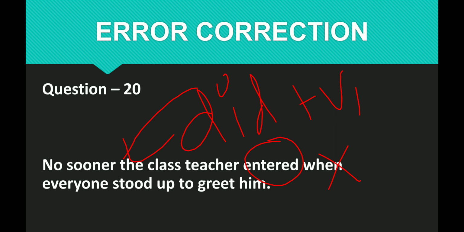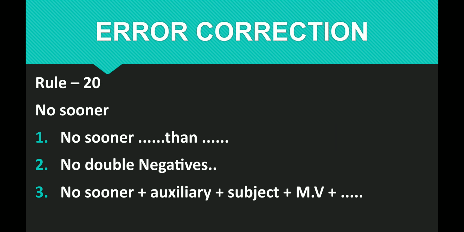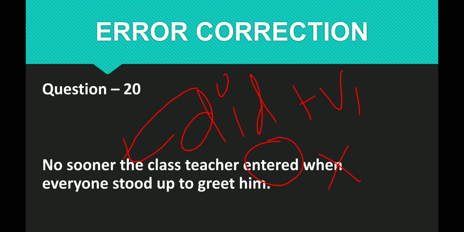So I'll show you the rule. To remember, for no sooner the correlative word must be than. We must avoid double negatives, and the structure must be no sooner plus auxiliary plus subject plus main verb. This is the formula. This is the question. So I hope you understand each and everything.